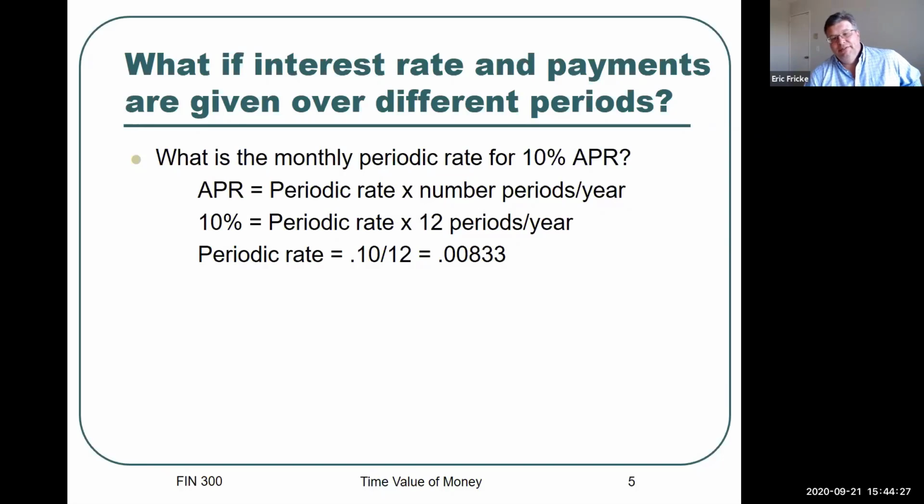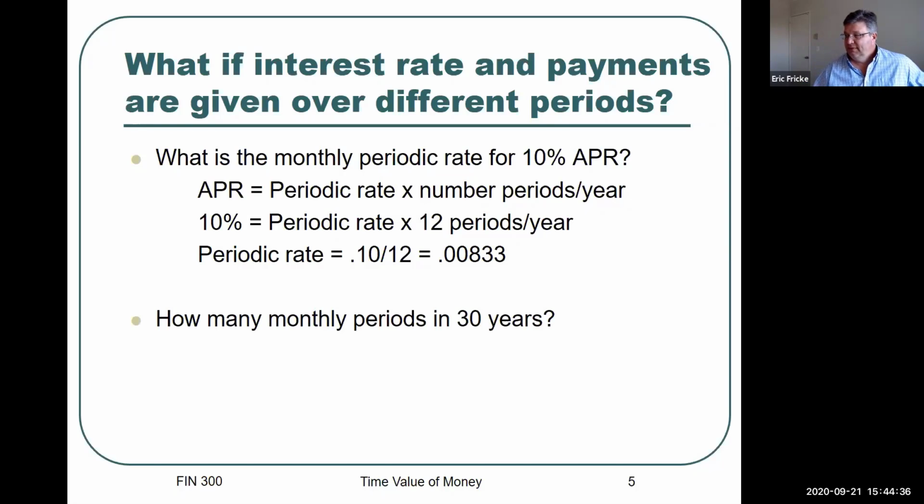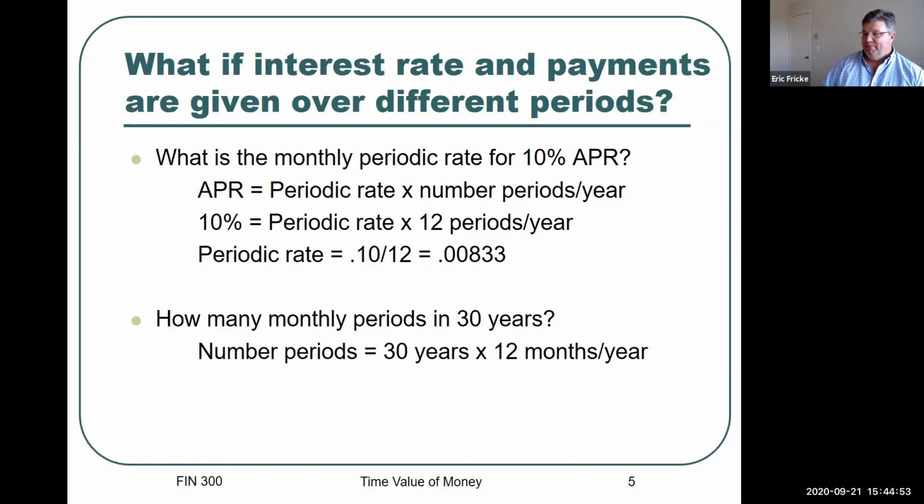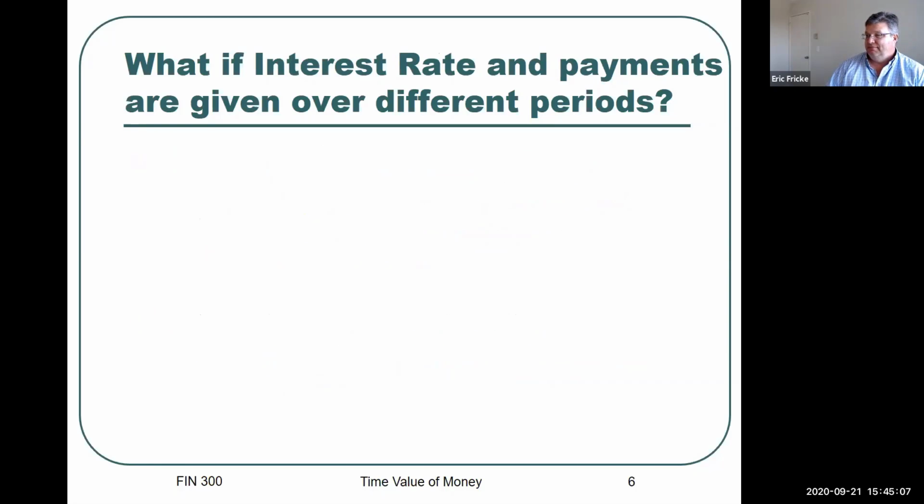Right, so usually whenever you see an APR quoted, you're going to have to convert it, because that's not the interest rate we use for all the math. It's merely a way to annualize interest rates so that consumers can compare different financing offers, or investment offers. How many periods in 30 years? We've kind of done that already, but it's 30 years times 12 months per year, so we've got 360 months. So that should be enough for us to then go ahead and recalculate this problem with the new information.